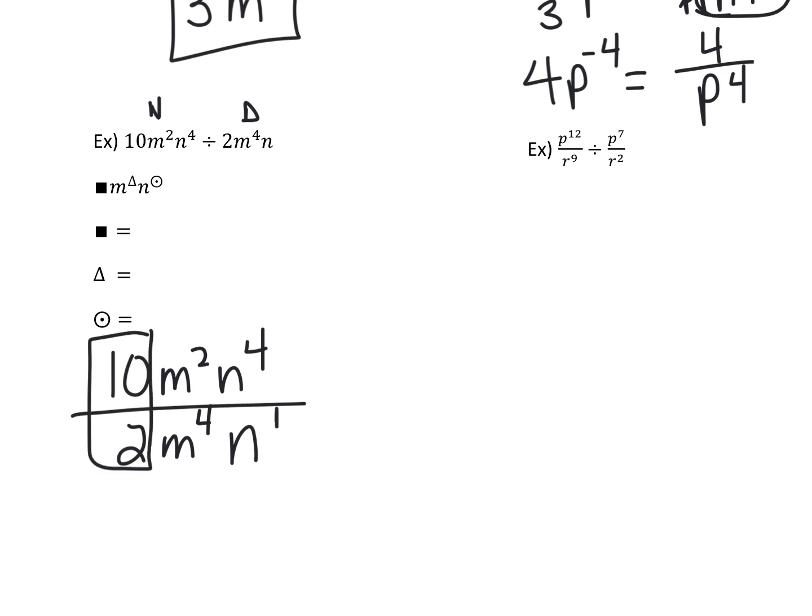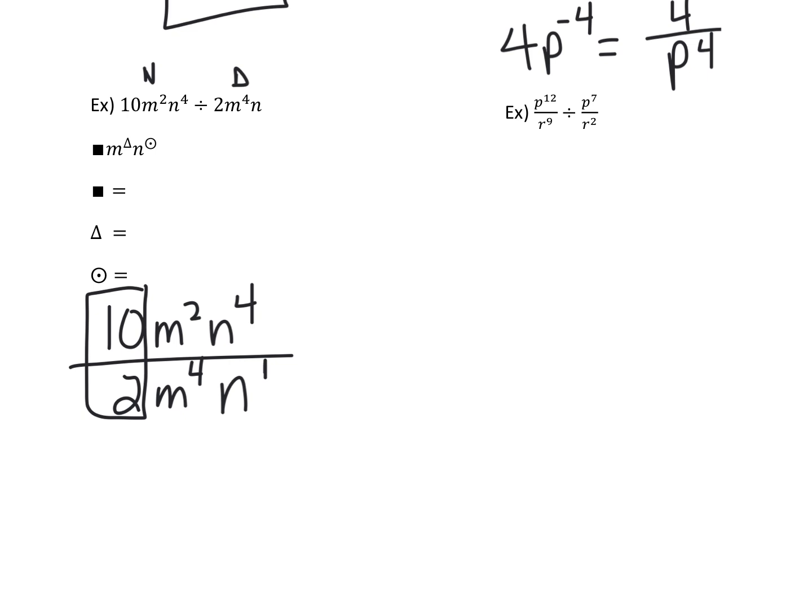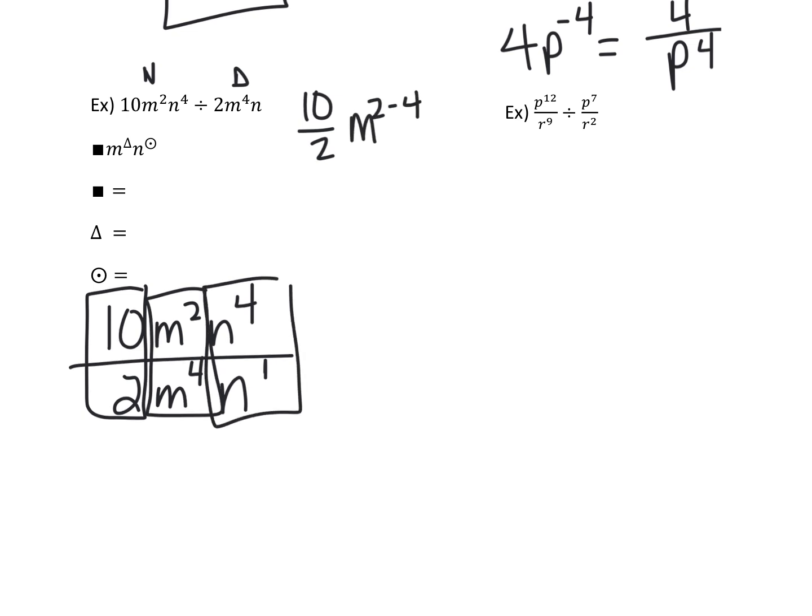Regular numbers, regular math. So we're going to have 10 over 2. These are going to be subtracted. So m to the 2 minus 4, n to the 4 minus 1. So when we simplify this, 10 divided by 2 is 5. 2 minus 4 is negative 2. And then 4 minus 1 is 3.